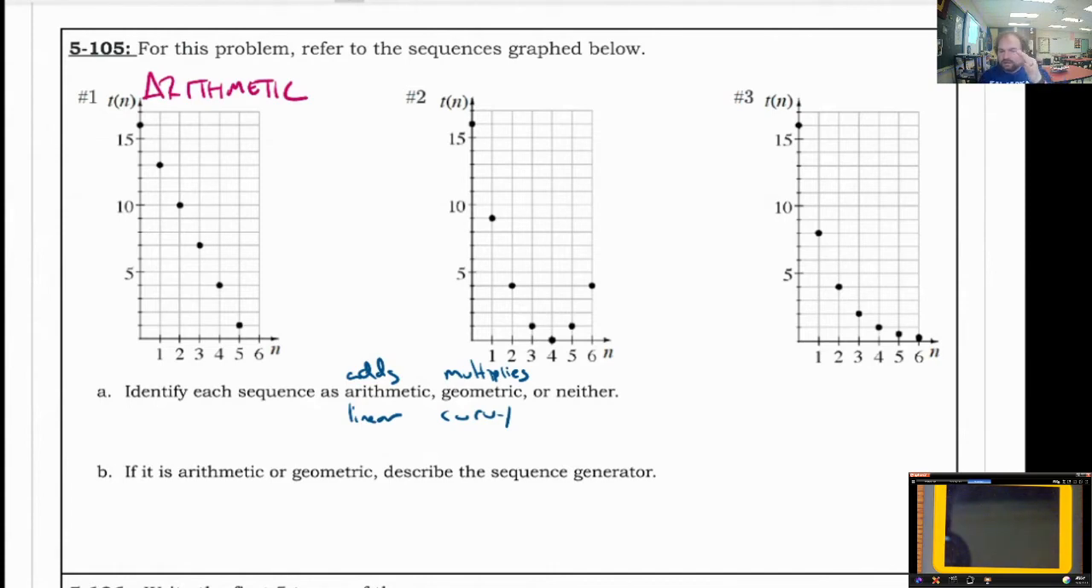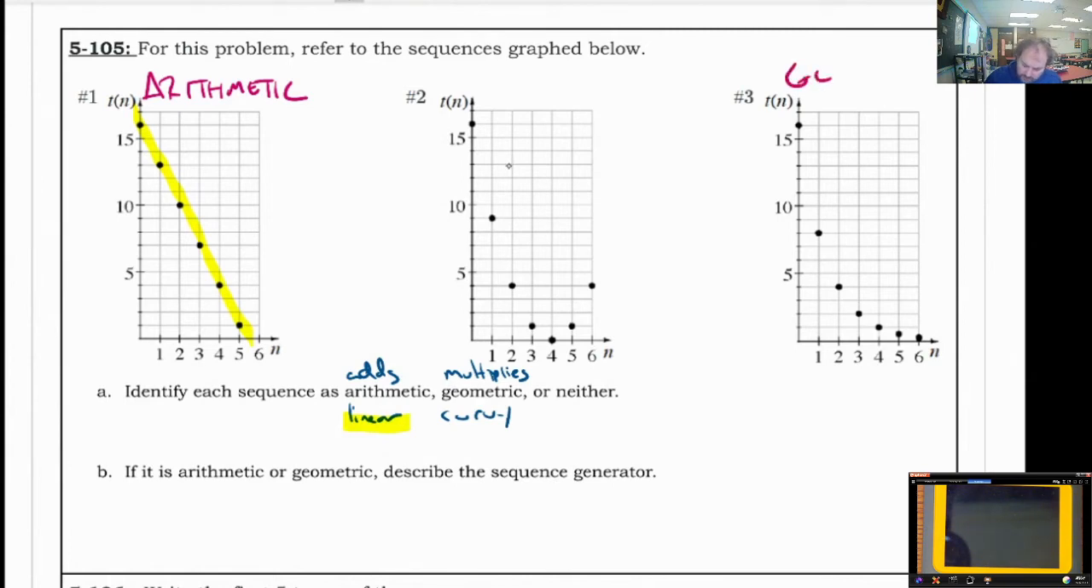Down by 3, down by 3, down by 3. It's a nice linear graph. I think that's the key. This nice straight line is developing, and that's linear, which means it's arithmetic. Now, between question 2 and question 3, it's interesting. They both make curvy graphs, but one of them is exponential and one of them is not. The one that is geometric is number 3.